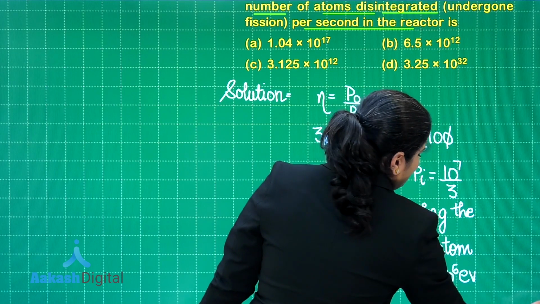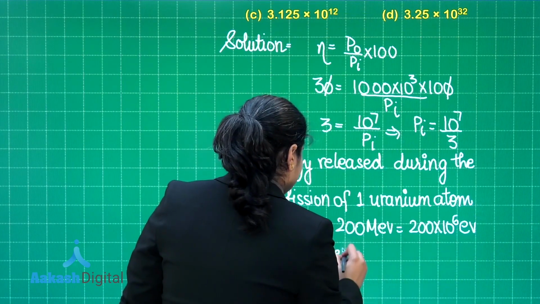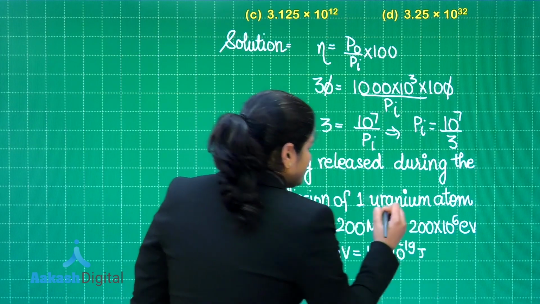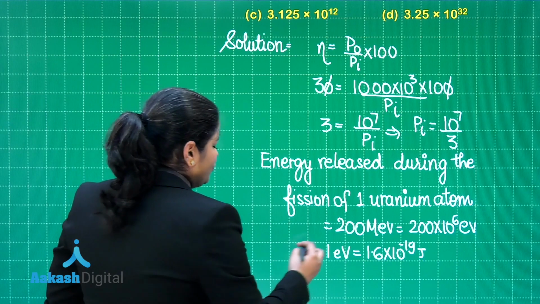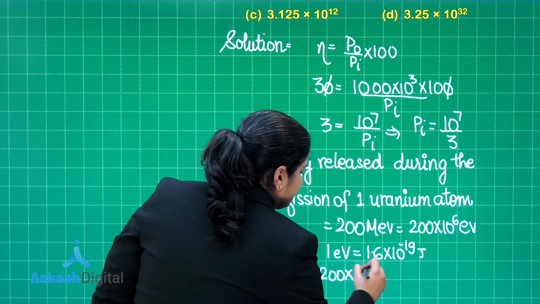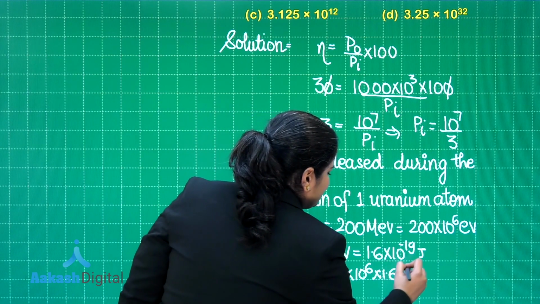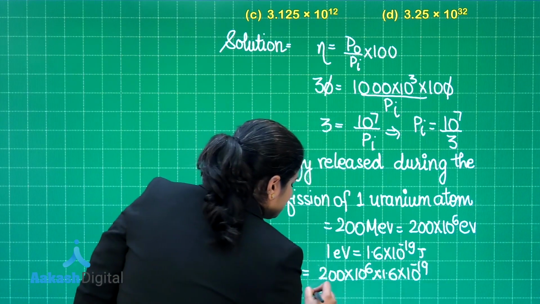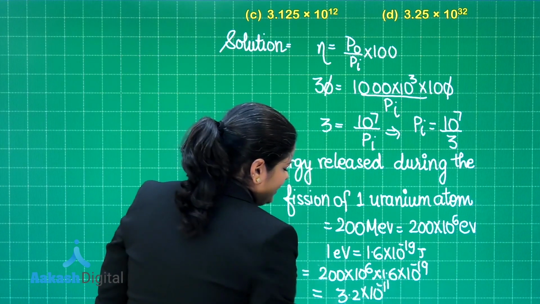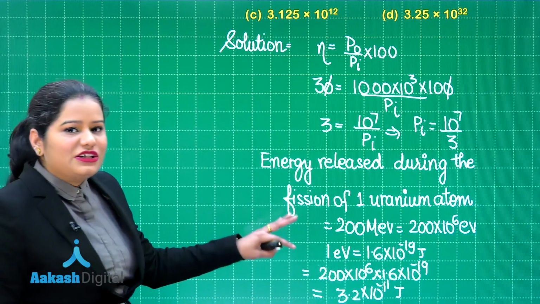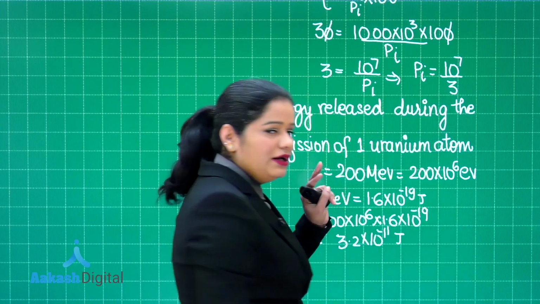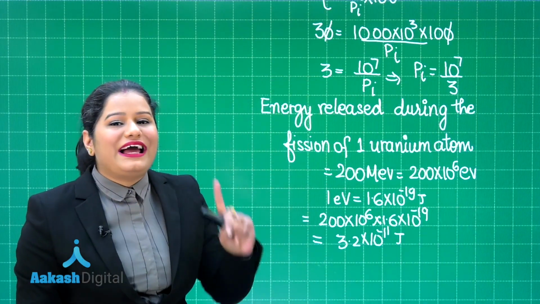Now, 1 electron volt is 1.6 into 10 raised to the power minus 19 joule. So by substituting the value of electron volt over here, this will come out to be 200 into 10 raised to the power 6 into 1.6 into 10 raised to the power minus 19. So this will come out to be 3.2 into 10 raised to the power minus 11 joules. So this is the energy liberated or energy released during the fission of one atom.